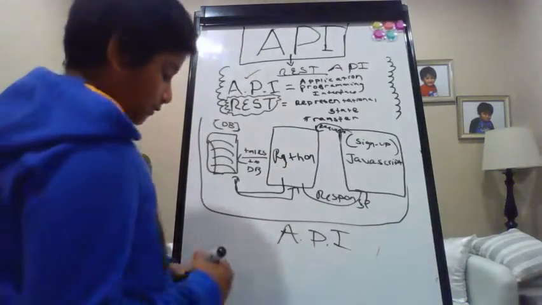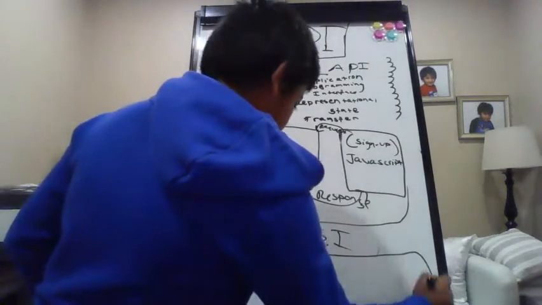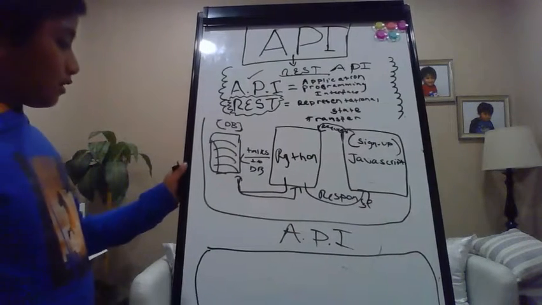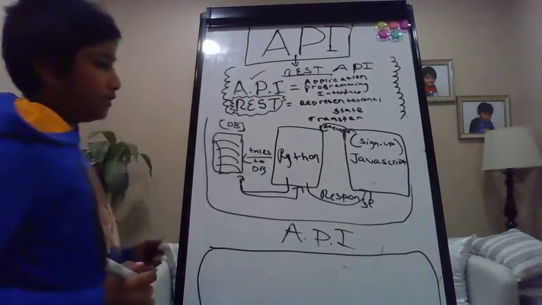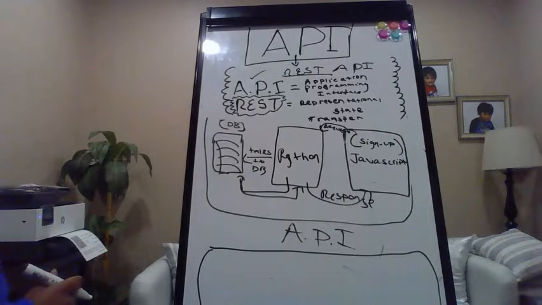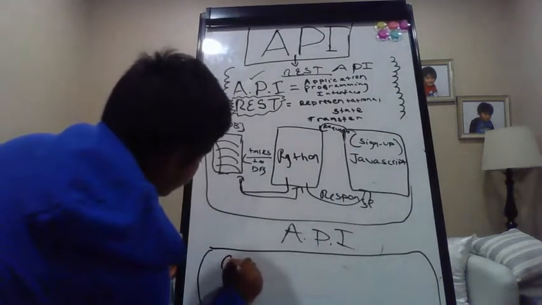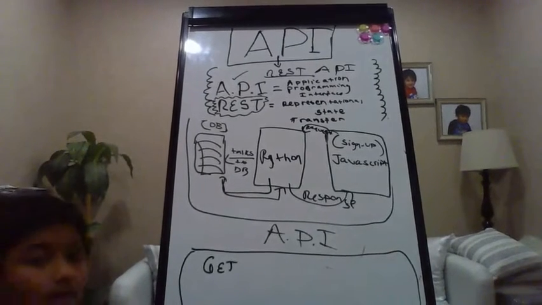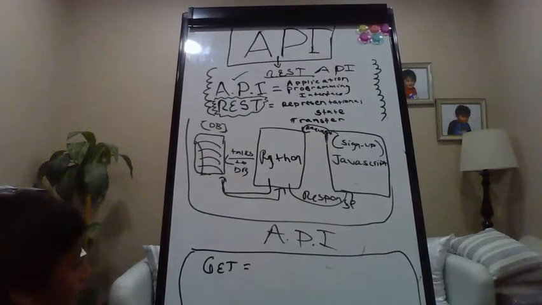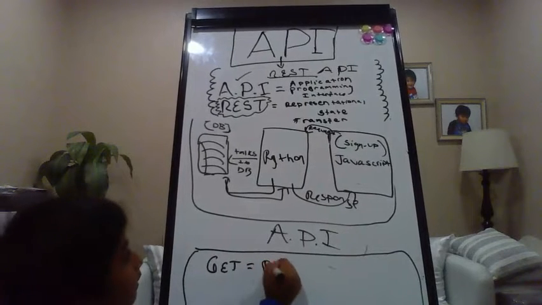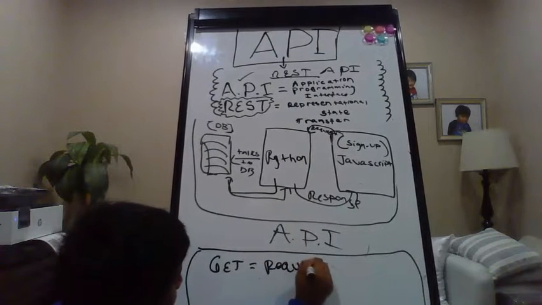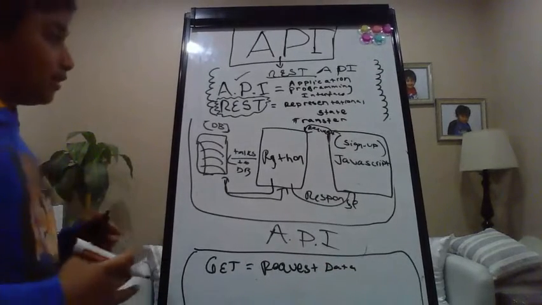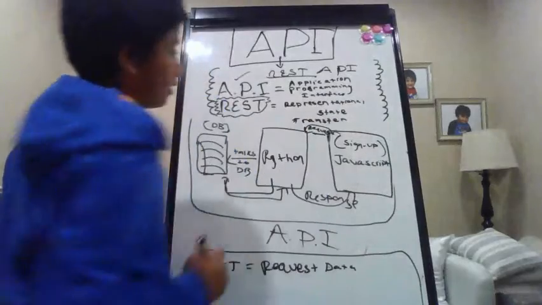So let's write these down here. Our first is our get. Our get just allows us to request data. And the reason why I am not using "get data" is just because we said request there.